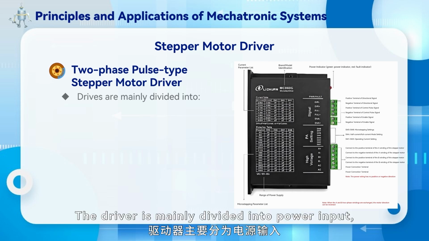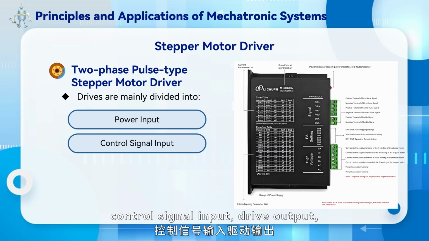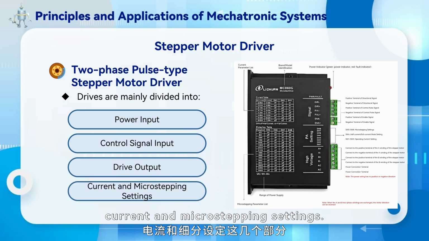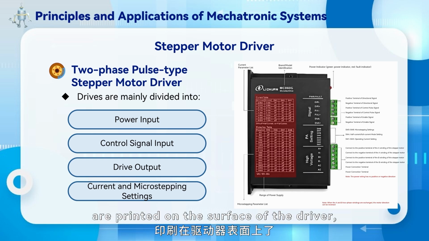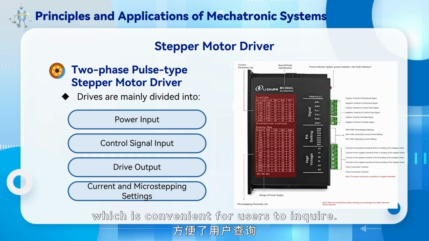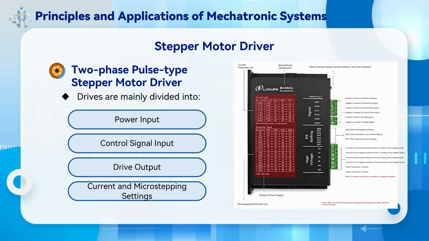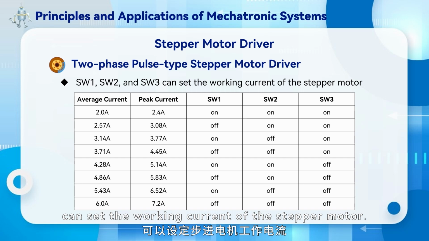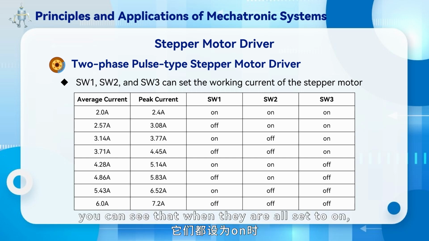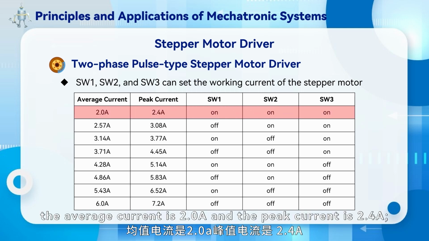specific usage. The driver is mainly divided into power input, control signal input, drive output, current, and micro-stepping settings. We can see that the current and micro-stepping settings are printed on the surface of the driver, which is convenient for users to inquire. For example, SW1, SW2, and SW3 can set the working current of the stepper motor. Checking the ammeter, you can see that when they're all set to on, the average current is 2.0 amperes and the peak current is 2.4 amperes.